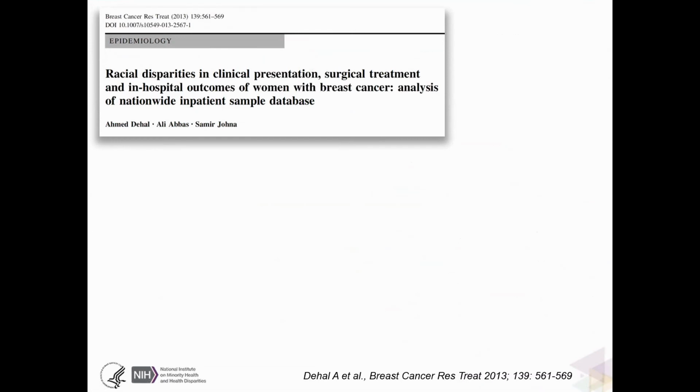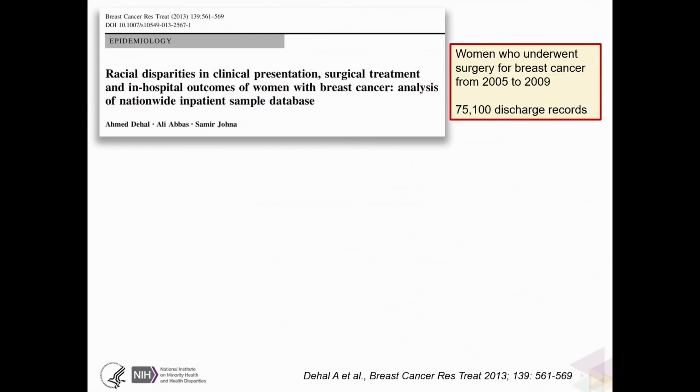This is another example about breast cancer. In this analysis, the investigators evaluated data of women who underwent surgery for breast cancer from 2005 to 2009, and they used a nationwide database, which included about 1,000 hospitals across 44 states in the United States.